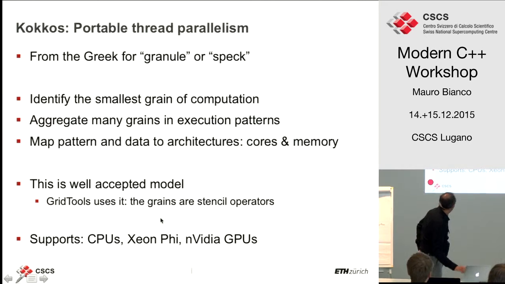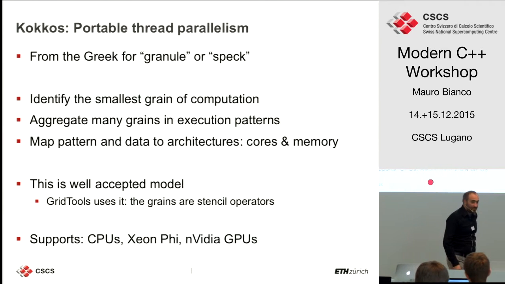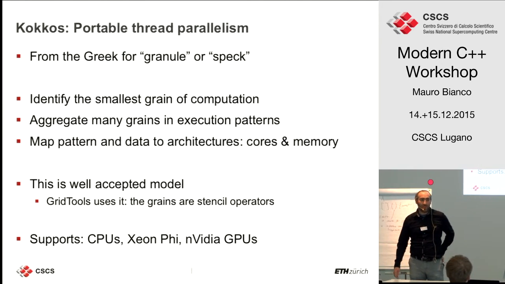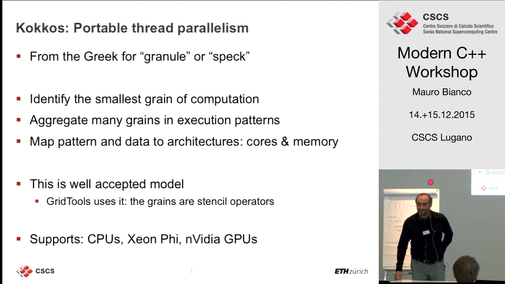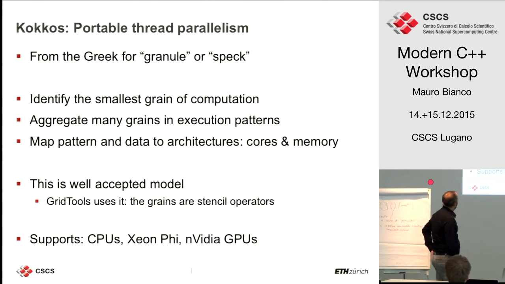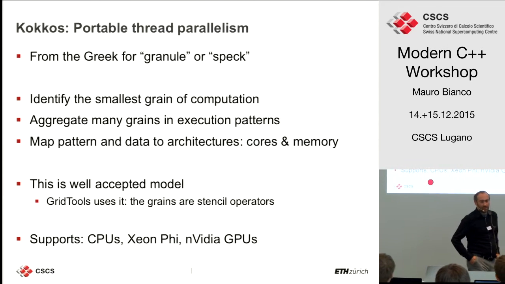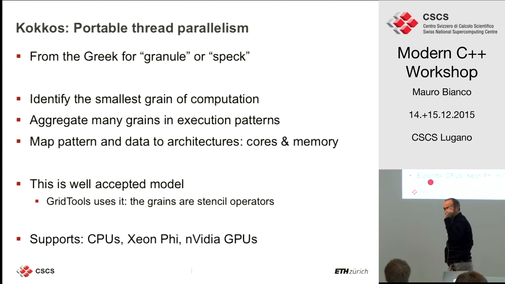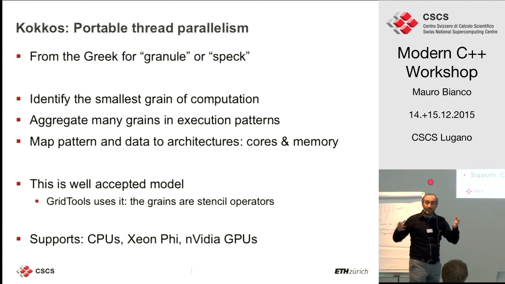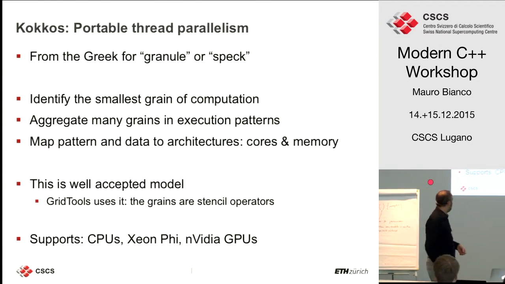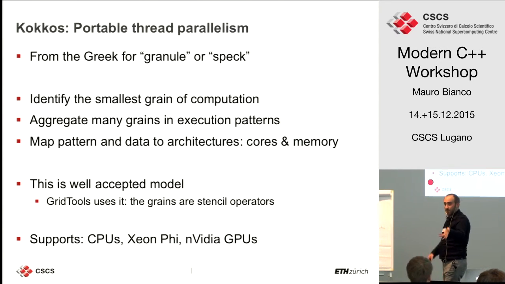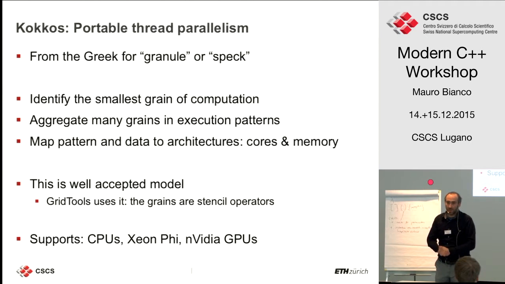Okay, so Kokkos comes from the Greek word for granule or speck. I hope there's no Greek person here because I don't know if that's true. But it should be. And the idea is to identify the smallest grain of computation you can possibly have and aggregate the grains into bigger computations and map this pattern to the architecture, computation, and memory, and run it as efficiently as you can.